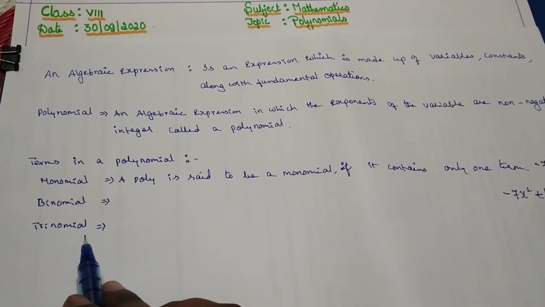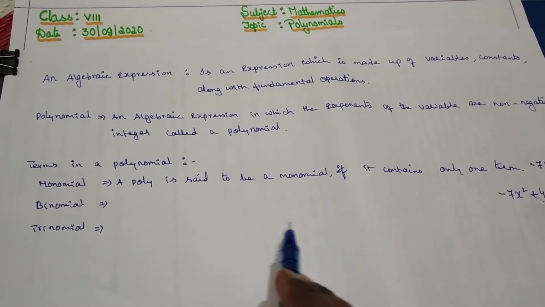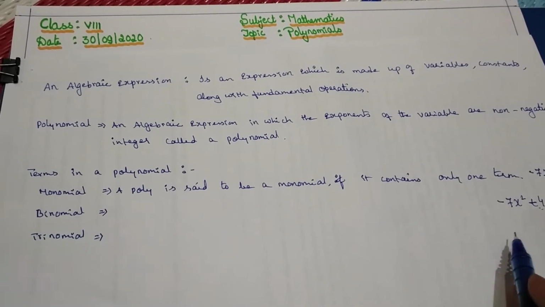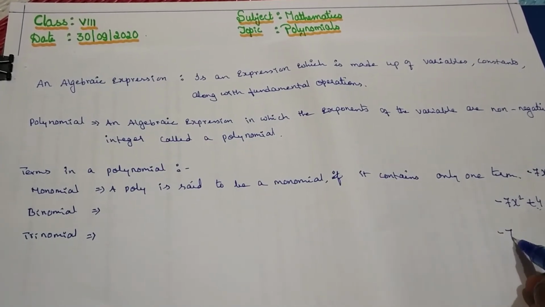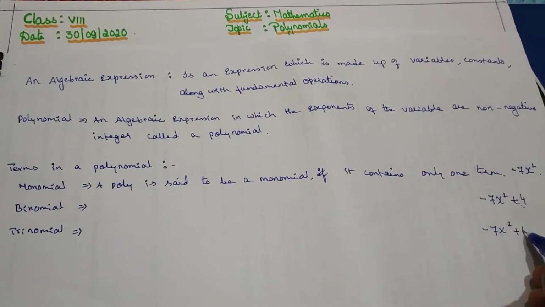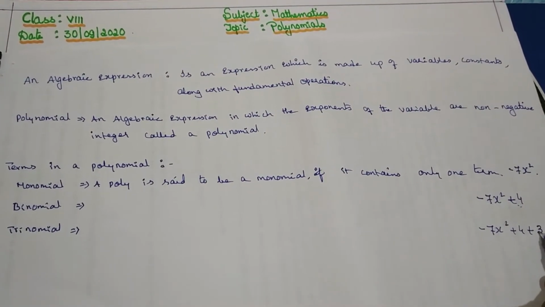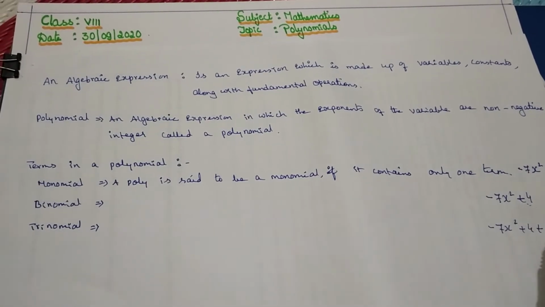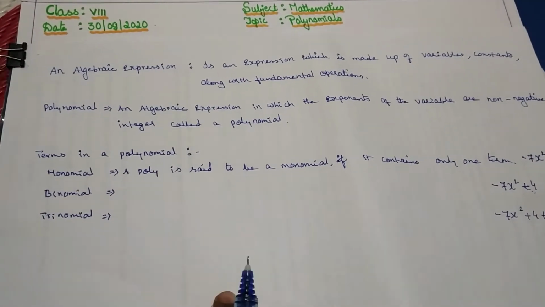Next, trinomial. A polynomial is said to be a trinomial if it contains three unlike terms. So minus 7x square plus 4 plus 3x. So all the three terms are unlike. Therefore, this is an example for trinomial.